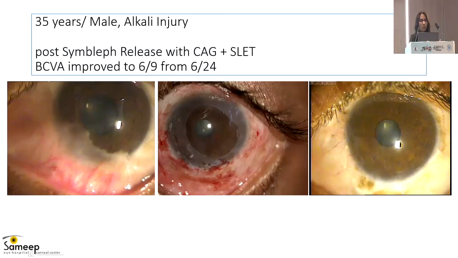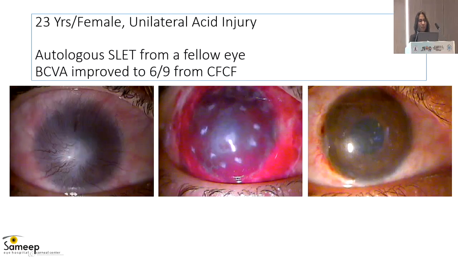This is another case where we have used a variation. It was a donut kind of amniotic membrane where we just allowed the central cornea to be without the amniotic membrane. We have applied the SLET into a restricted area where the symblepharon was there. So you can see the results in the last picture.